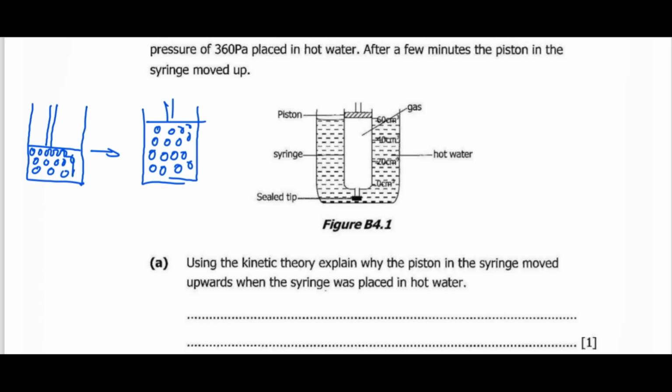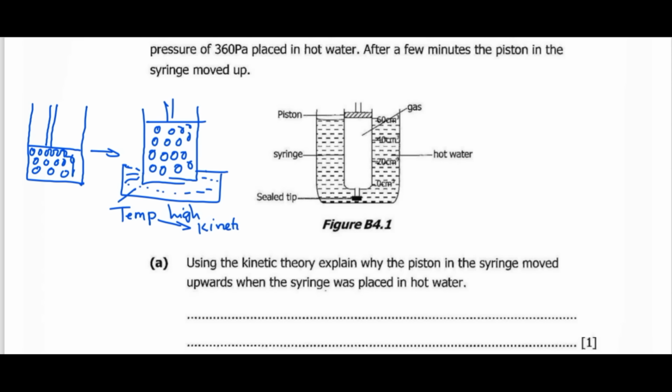So since we are placing it in hot water, we can see that the temperature is high, and we know that temperature is about the average kinetic energy. So what happens to the particles after gaining a certain amount of energy, or after the temperature increases? The particles inside will gain kinetic energy. As a result, they will start to move very fast. Now because of that, they will force the piston to move.